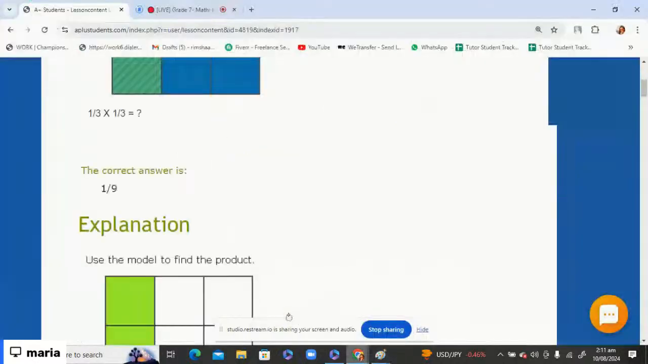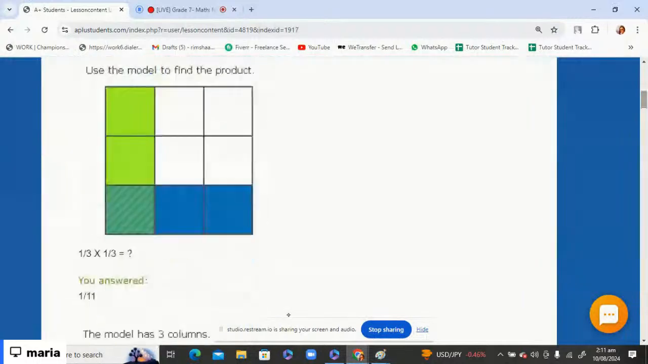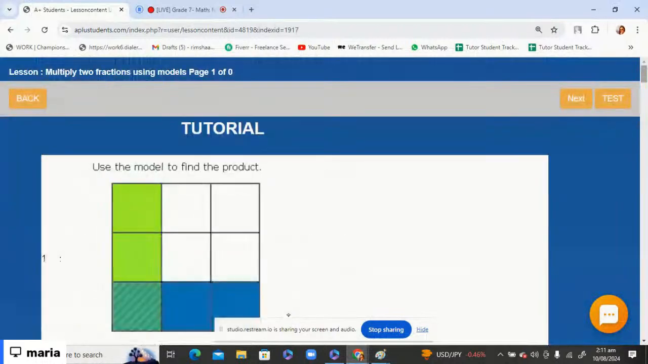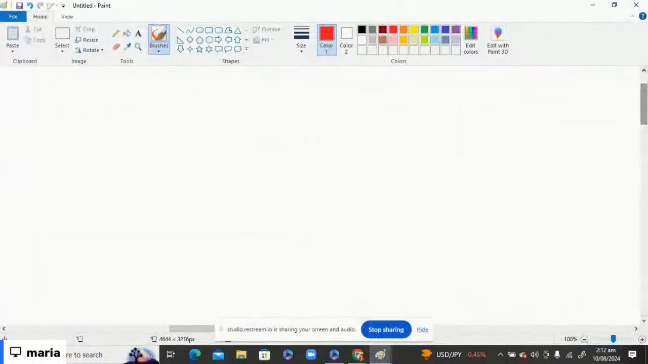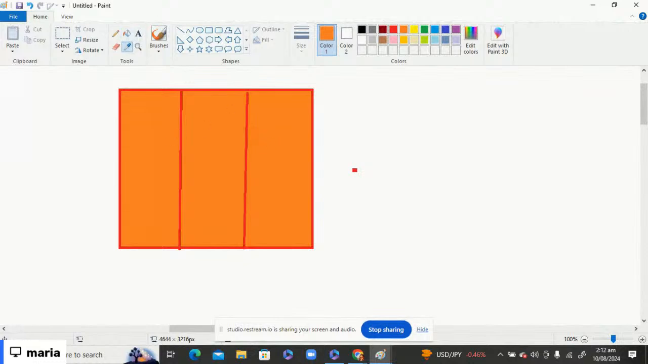But when they say a model is given, like this shape, look at the first one. This model has three columns. When we draw the model, for example, this is the model given in the question. How many columns? These are the columns, this one, this one and this one. So the three columns are given here. These are the three columns of this model.